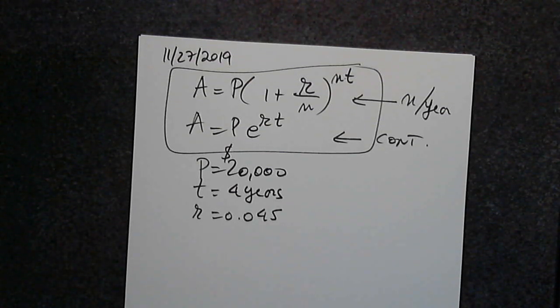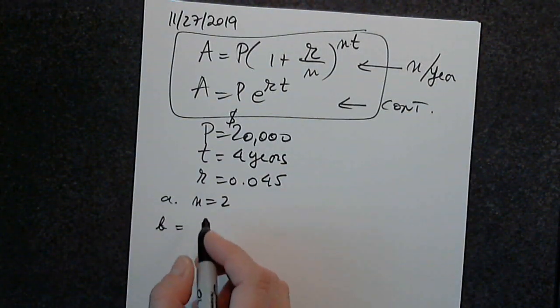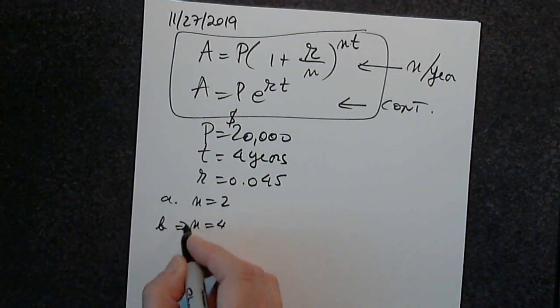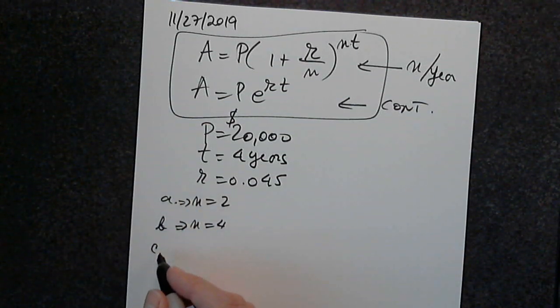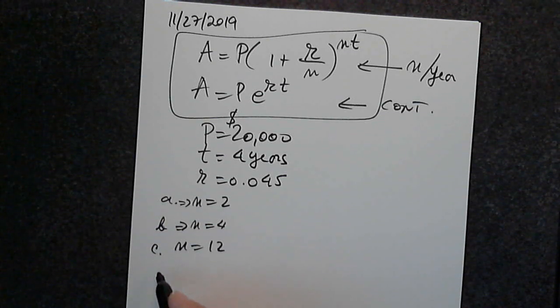If the money, number one, is compounded semi-annually, which means n equals 2; compounded quarterly, which means n equals 4; part C, monthly, which means n equals 12; and part D, continuously. Okay, so I copied down the information.